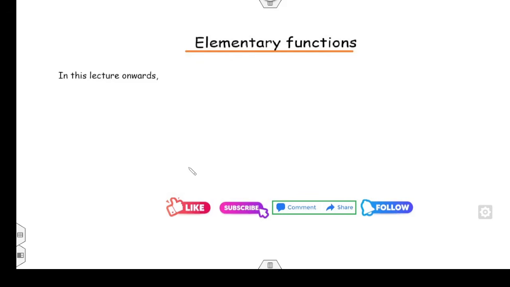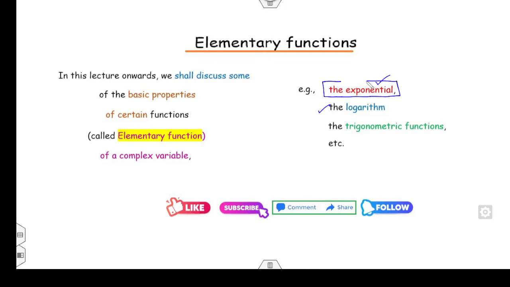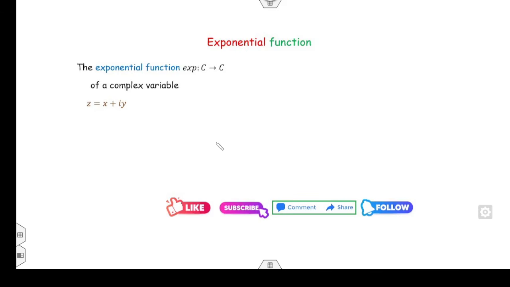Now in this lecture we will learn the basic concepts of the elementary functions of a complex variable. There are different kinds of elementary functions, and a few of them are exponentials, logarithms, sine and cosine, and so on. In this lecture, I will explain the idea of the exponential part. Later on, I will explain the logarithm functions followed by the trigonometry part. Now, first of all, I will explain the concept of the exponential function.